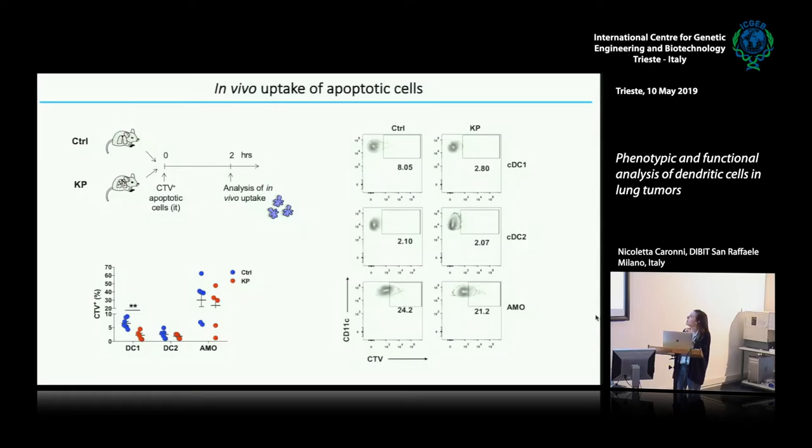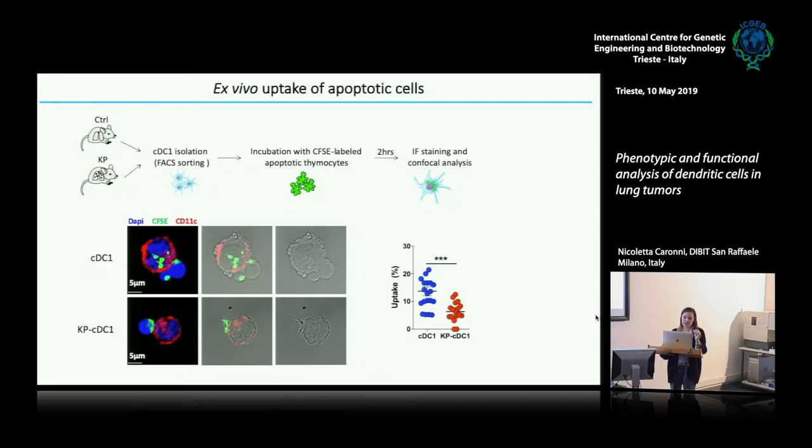On the contrary, only a small fraction of cDC2 were able to take up apoptotic tumor cells, and this percentage does not change in a tumor microenvironment. If we look at the macrophages, more than 20% are able to take up the apoptotic cells, but the percentage again does not change in the context of lung cancer, indicating that probably the defect of uptake is really selective for this population and is not dependent on the tumor microenvironment or the localization.